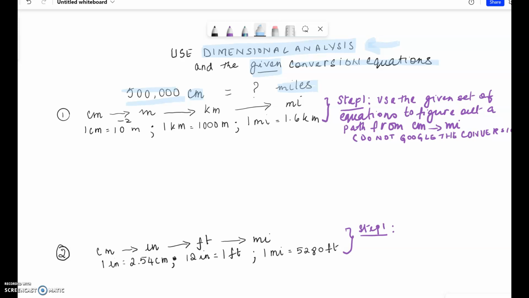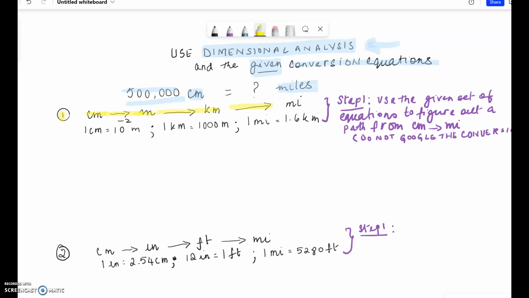So looking at the equations in the conversion handout, we first come up with a path from centimeters to miles. And this is one option. We go from centimeters to meters. So that's the metric conversion, centimeters to meters, meters to kilometers. So that's still in the metric system. But then we use the bridge equation that takes us from kilometers to miles. That is kilometers in the metric system to miles in the British system.